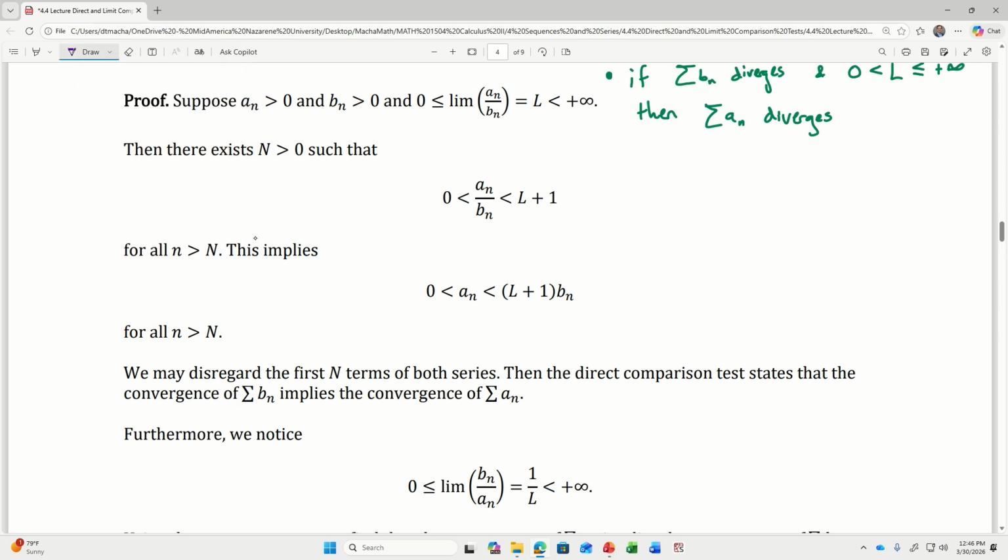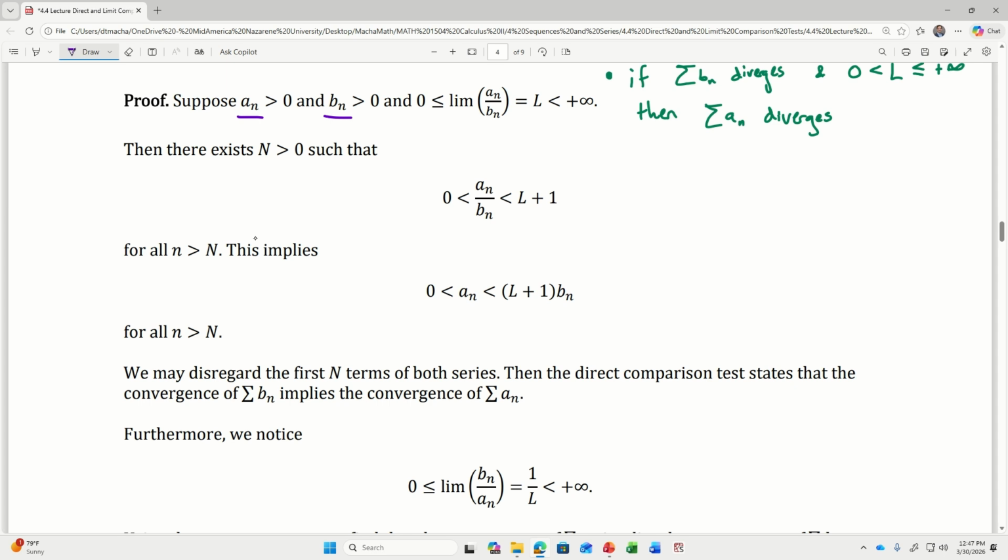You start off by supposing that these terms are both greater than 0. They're both positive. And that's not necessarily the case every single time. But if you wanted to know about the convergence of a negative series, it's going to converge when the positive series converges, right? The plus or minus sign doesn't matter. You just factor out the minus sign. So suppose that's true, and you take this limit.